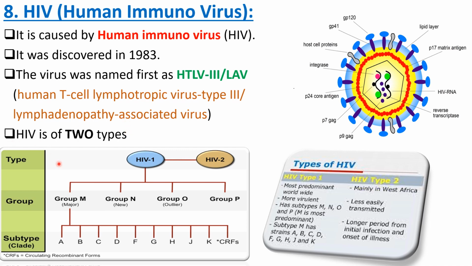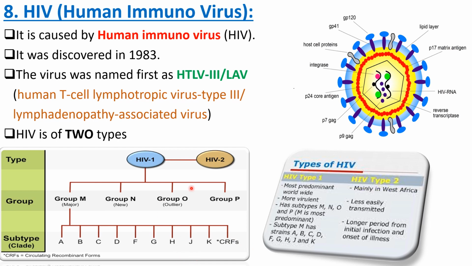Let us come to the classification of HIV. As I told you earlier, HIV is divided into two types, HIV-1 and HIV-2. HIV-1 again has four important groups, group M, group N, group O and group P. Here M is the most predominant. It easily spreads and creates infection. Again, group M has many strains called subtypes like A, B, C, D, F, G, H, J, K and CRFs. CRFs means circulating recombinant forms.